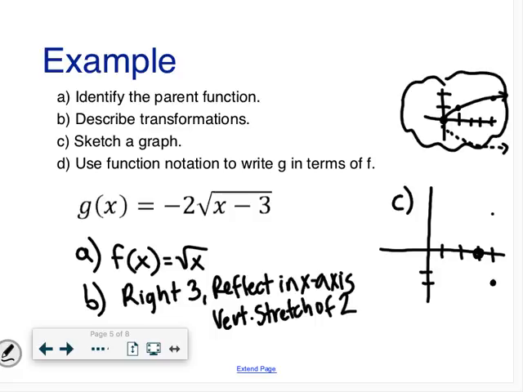And then if I wanted to do another one, I would have to go 4 out, and then instead of going down 2, I would go down 4, because it's going to double. But I'm running out of room.